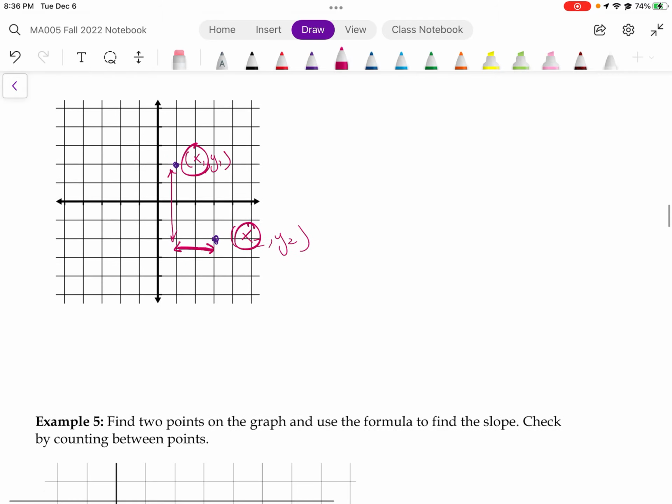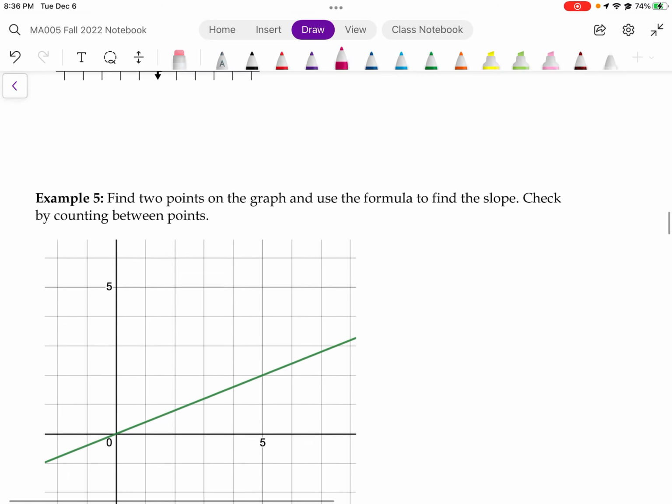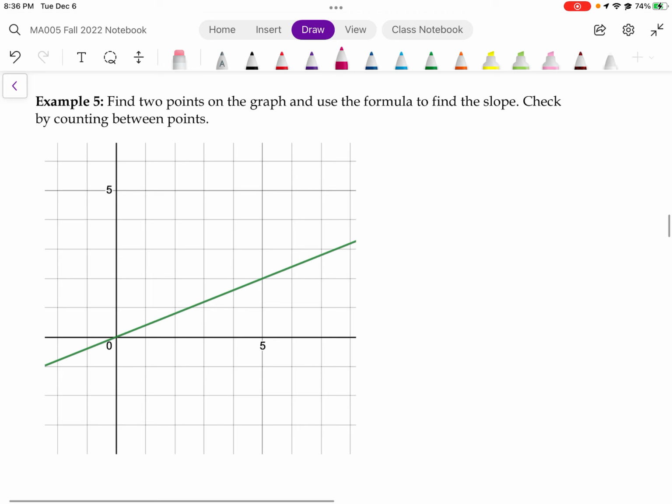All right, so let's try to find 2 points on this graph and use the formula to find the slope. All right, so let's just use an easy one: 0, 0, and then 5, 2. Okay, so we've got 0, 0, and we've got 5, 2.